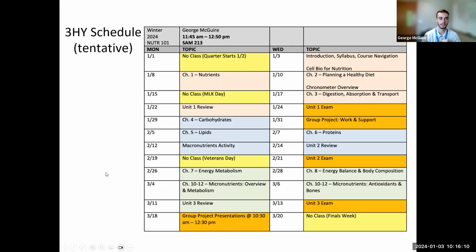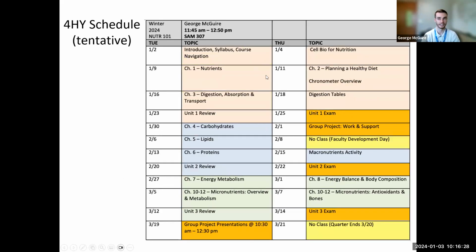All right. So a general look at the schedule. This is available for you to review at any time. I highly recommend you print out this page from the syllabus and keep it somewhere where you will see it often to have a general idea of when we'll be covering which things and when your exams are, etc. Again, it looks slightly different for the two different sections, 3HY versus 4HY.